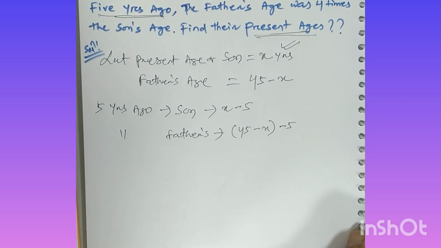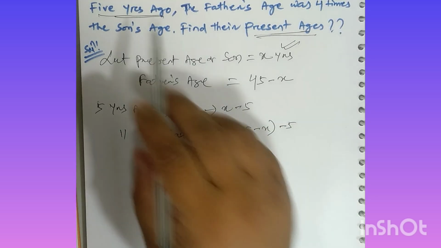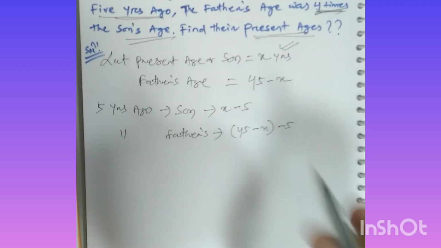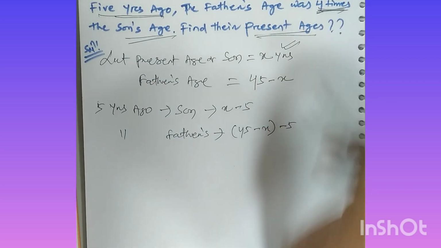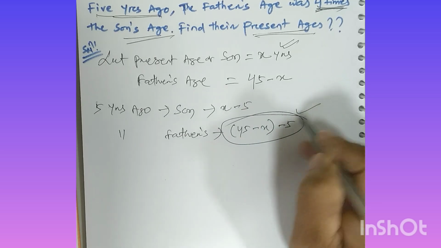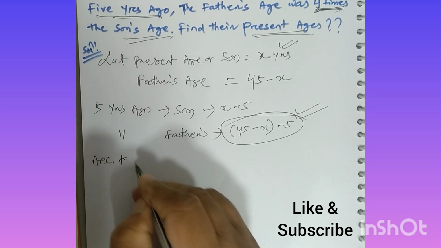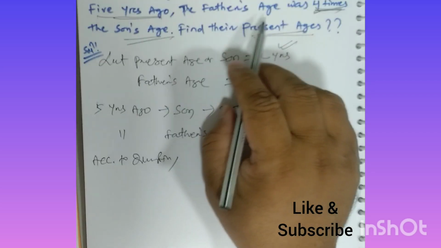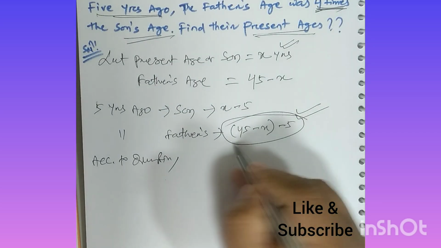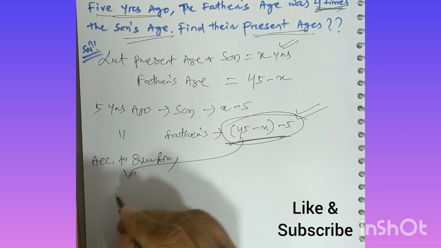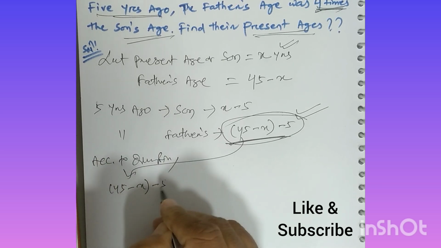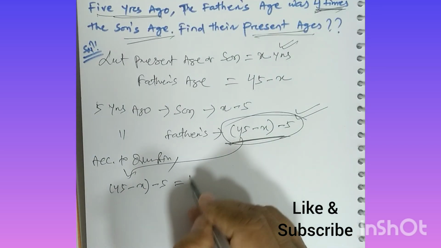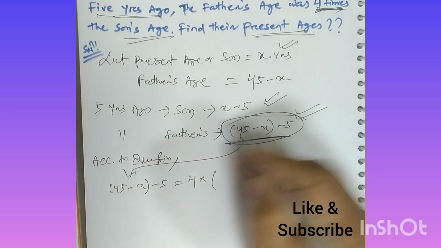Okay sir, fine. So now look at the question. It is asking that 5 years ago the father's age was 4 times the son's age. According to the question you have to write like this. 45 minus x minus 5 is equal to what? Now that is 4 times the son's age. 4 times means multiply, 4 into the son's age, so you have to put it over here.